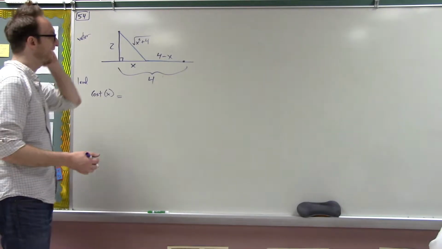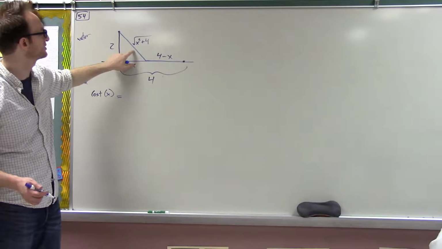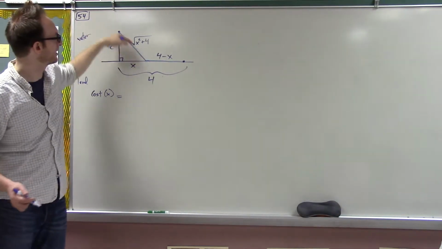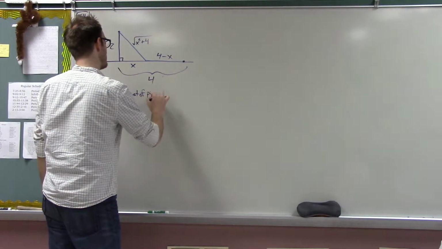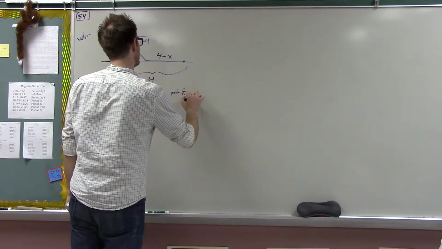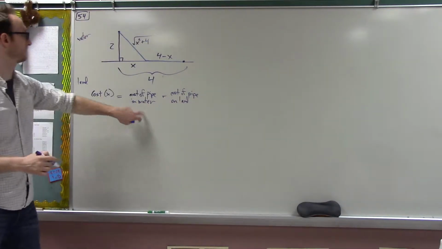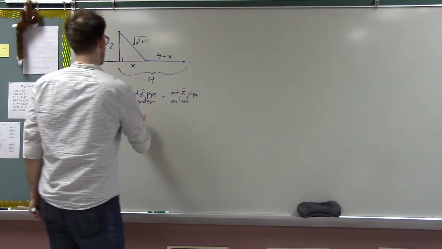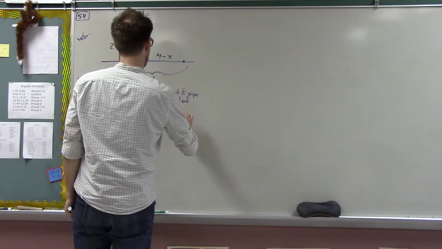Okay, so if we take Calvin's suggestion, we just let this be $1 per kilometer, and this $2 per kilometer, then the cost of sending the pipe from here to here and here to here will just be the cost of the pipe in the water plus the cost of the pipe on land. And the cost of the pipe in the water will be the distance the pipe goes in the water times the cost per kilometer. So that's 2 root x squared plus 4 plus 4 minus x.